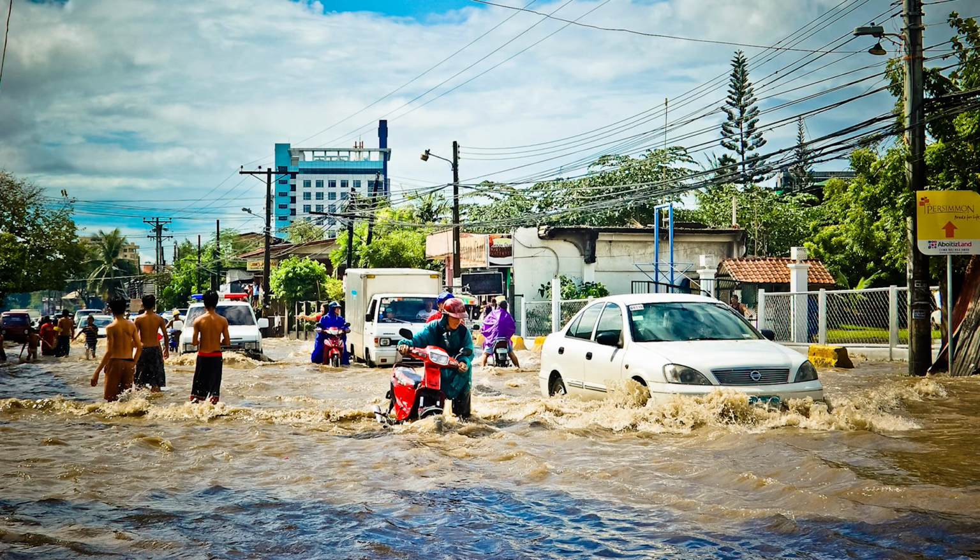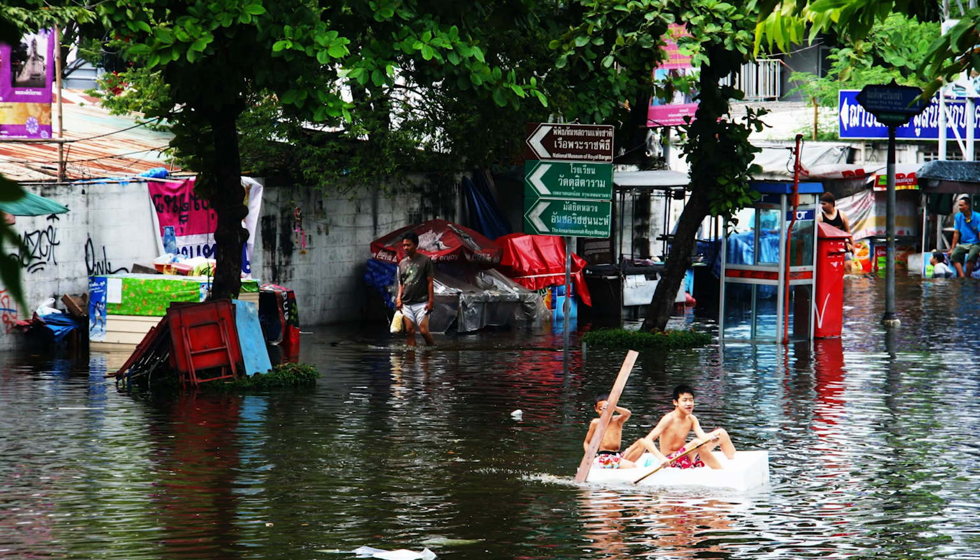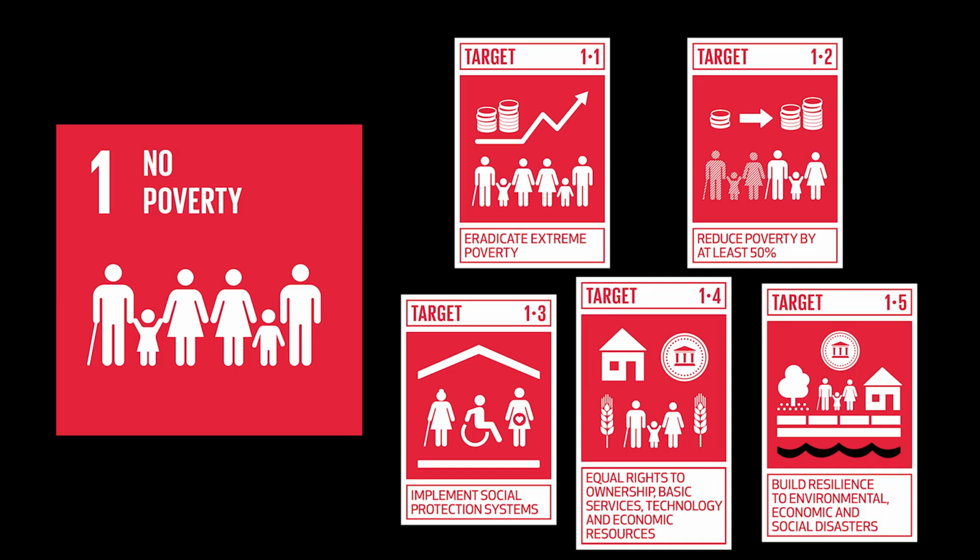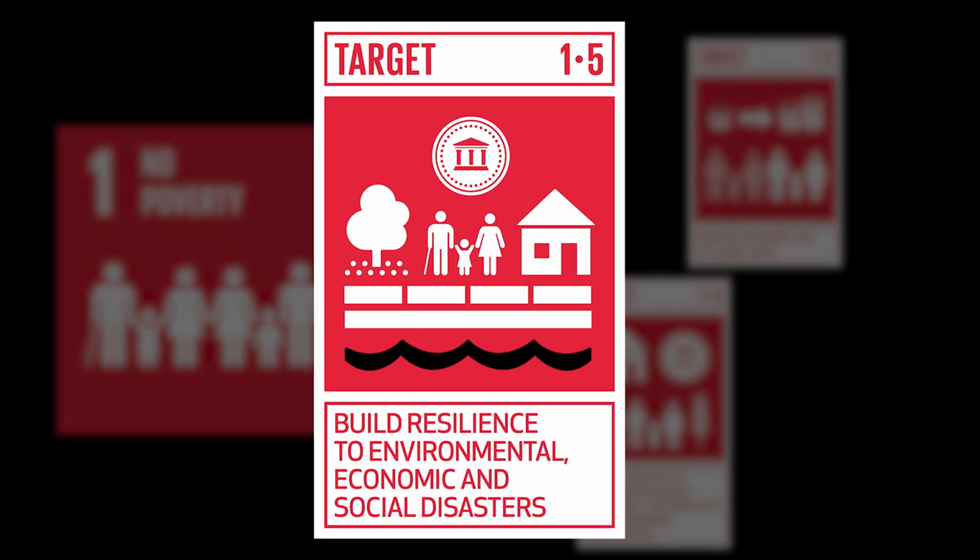Natural disasters are becoming more frequent and destructive, with an increase in economic losses of 49% over the previous decade. For families living in poverty, these damages can be nearly impossible to overcome. That is why the fifth and last target of the first Sustainable Development Goal is to build resilience to both climate-related and other environmental extreme events, as well as economic and social disasters.